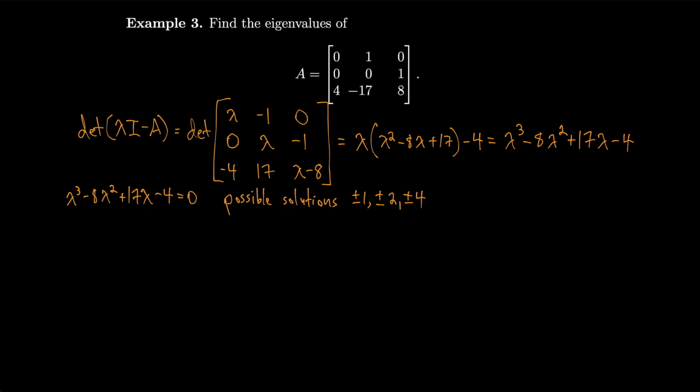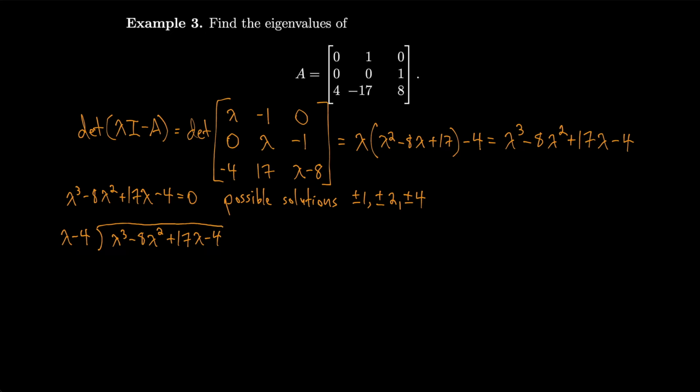And how about I test 4? So I'll take lambda minus 4, and I'll see if I can divide this polynomial by lambda minus 4 evenly. And then that'll mean that 4 is a root, and that lambda equals 4. So I'll stick it inside of lambda cubed minus 8 lambda squared plus 17 lambda minus 4. And we'll see what we get.